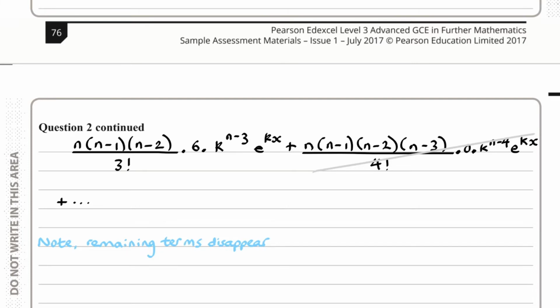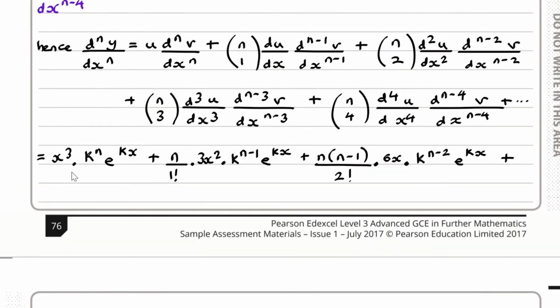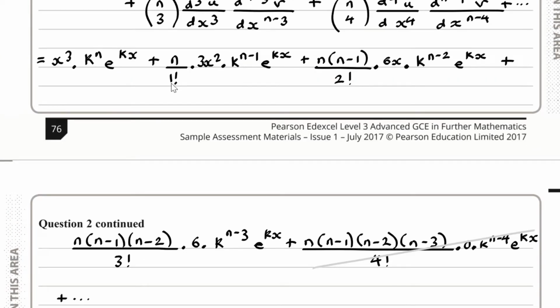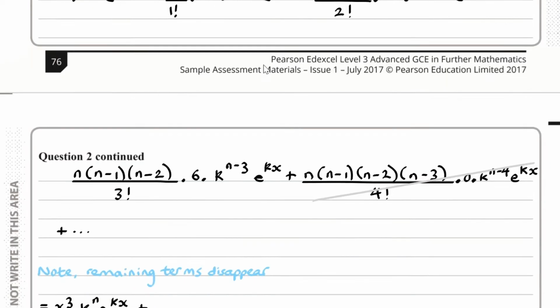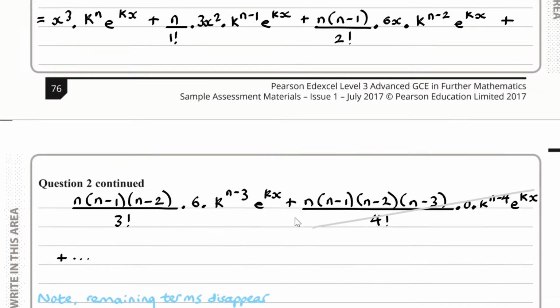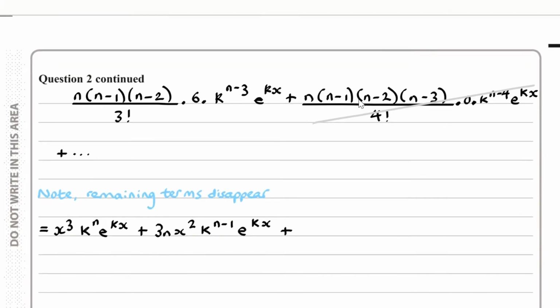Okay, so now let's tidy all this up a bit. For the first term, we've got x cubed lots of k to the power of n lots of e to the power of kx. For the next term, we've got n over 1 factorial, which is n, and then we multiply it by this over here. So we have 3n x squared multiplied by k to the power of n minus 1, e to the power of kx. And then we have this term over here, so we have 6 over 2 factorial, which is 3. So we have 3n lots of n minus 1 lots of x lots of k to the power of n minus 2, e to the power of kx.